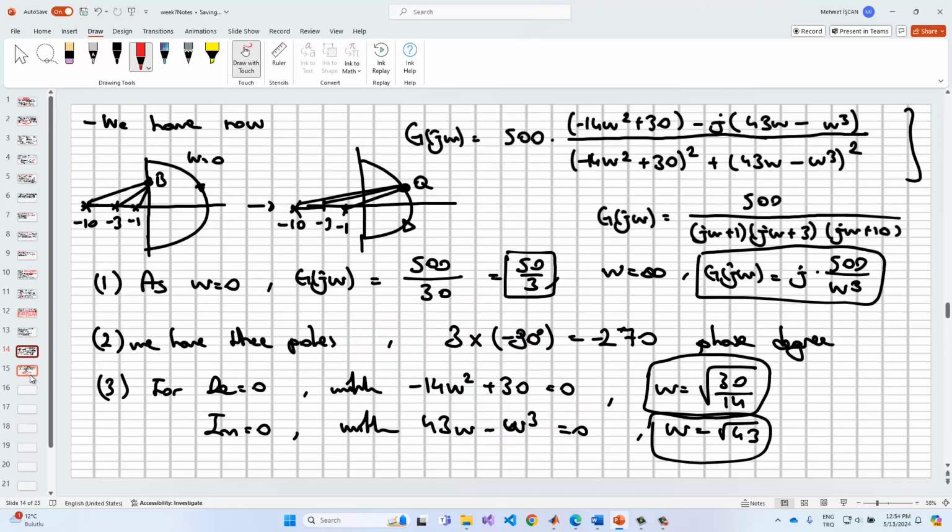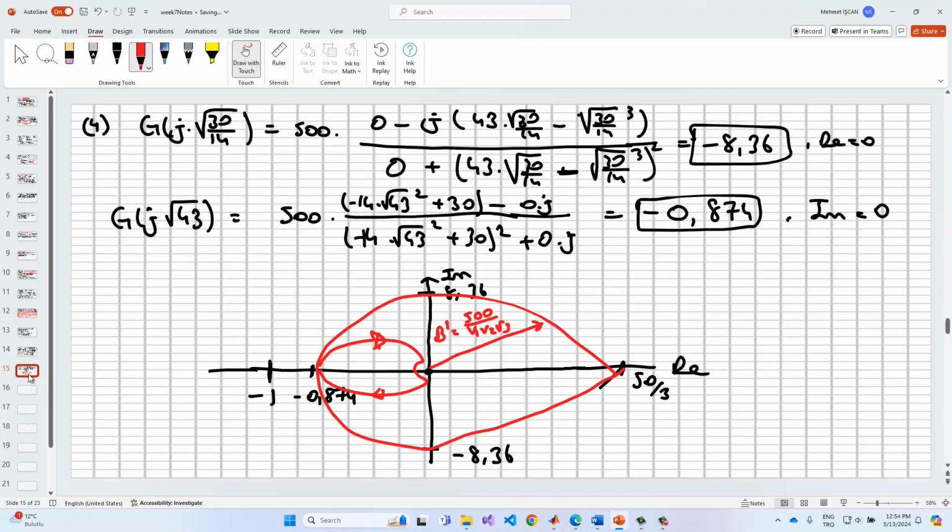And just remember that when ω is an infinite value, we have j times 500 divided by ω³, and so this can be represented in this form. But this is the important part: we don't have any encirclement about the -1, which means that with no encirclement around -1, the system is stable. These are the conclusions about the frequency response of the Nyquist criteria.